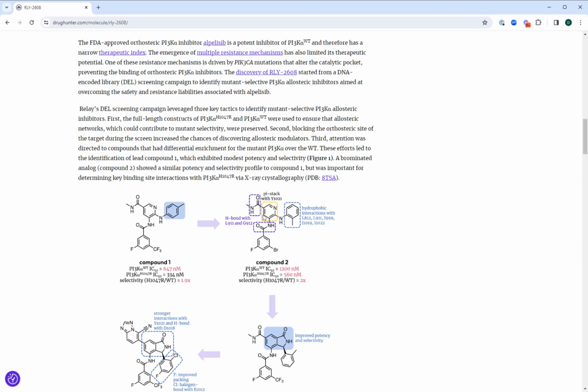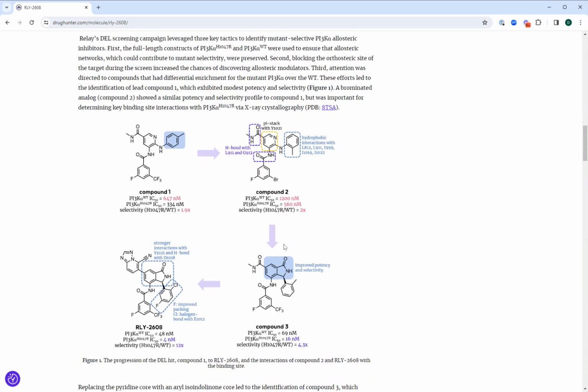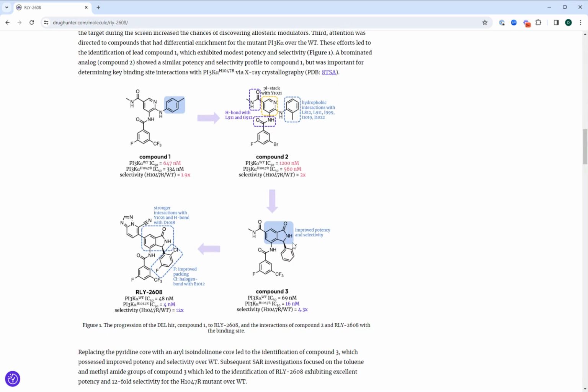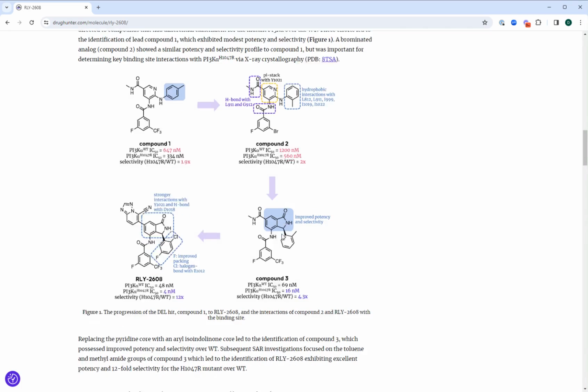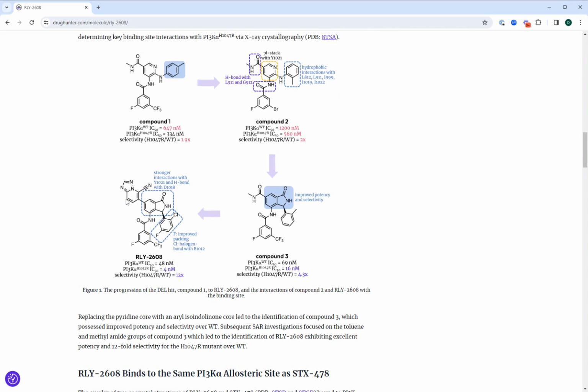They quickly discovered that this aminopyridine here can be modified and switched to this isoindolinone core, where a higher selectivity and an improved potency profile were observed. And then they quickly elaborated this to this triazolopyridine here, which ultimately was the clinical candidate with really high selectivity of mutant over wild type.